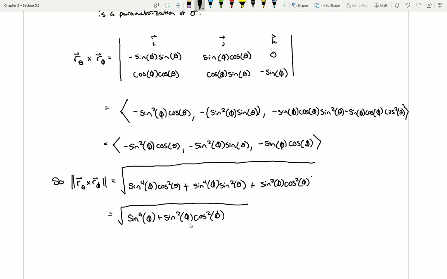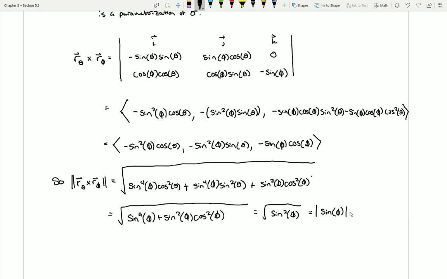If I was to do that, what you'll notice is that I'll definitely end up with a sine squared phi still underneath the radical. But what I'll be left with after I pull that out is going to be a sine squared phi plus cosine squared phi, which is just a 1. And over here, I'm now going to see that this is just going to be sine of phi. Now, I should note that since I'm square rooting a square, technically this is going to be the absolute value of the sine of phi.